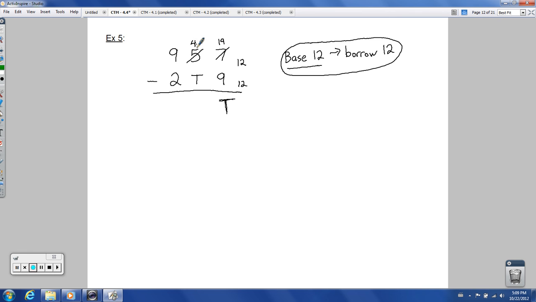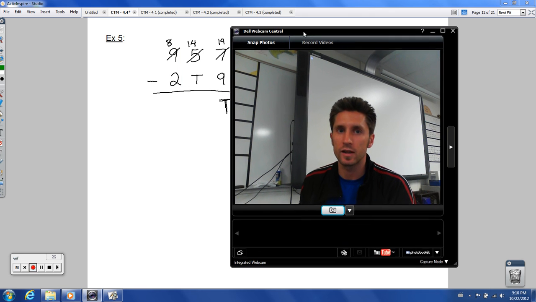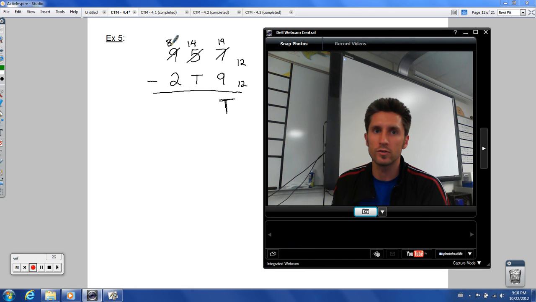Now I have 4 minus 10 is what that says. 4 minus 10, that doesn't work, so I'm going to have to borrow again from over here. Make that one lower. Careful here, I'm going to make a mistake. See if you catch my mistake. Did you catch my mistake there? What was my mistake? I borrowed 12, but then I just added 10 here. That's base 12, not base 10, so I can't do that.